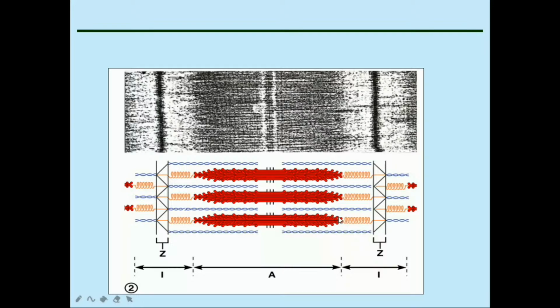One sarcomere consists of one dark band in the center and two half I bands on either side. So together they make up one sarcomere.